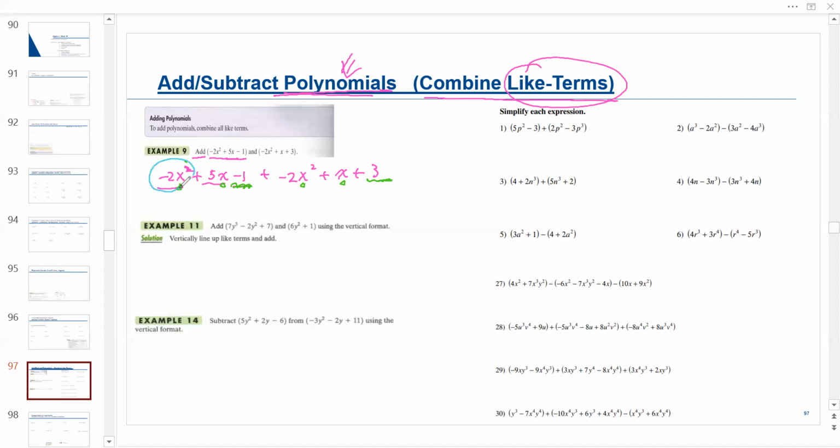So this is x squared here, right? Here is x squared here. So they are like terms. And for this part, this is only x, right? The exponent is 1. This is only x, the exponent is 1. And these two are like terms, right? And the last one, here is a constant number. Here is a constant number. A constant number definitely can combine, right?